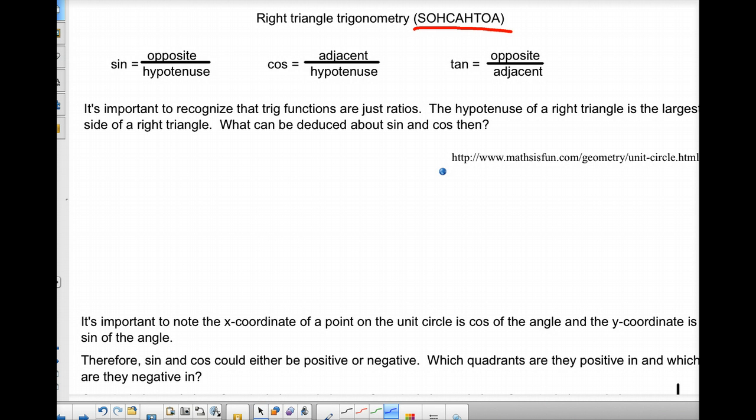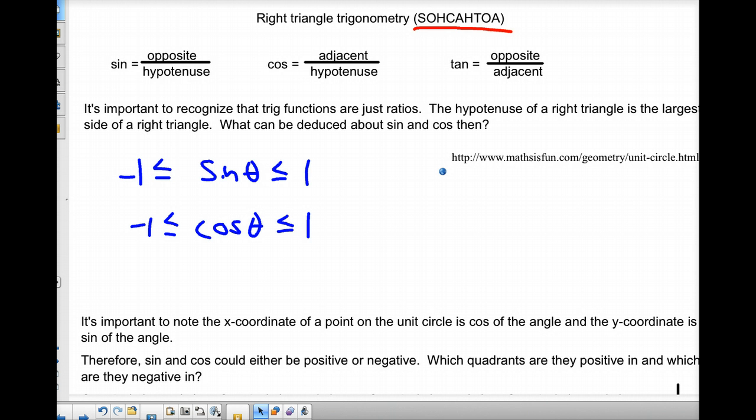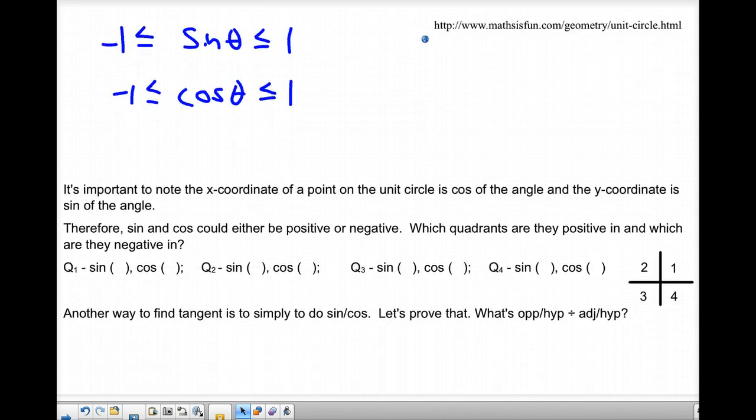So what do I want you to get out of this? I want you to get basically that if I ask you for sine of some angle, and this is a theta symbol, we'll use that for angle all the time, your answer is going to be between negative 1 and 1. Same thing for cosine. Somebody says the cosine of something is negative 10, you say, no it isn't, can't be. Okay? Alright, let's move on down.